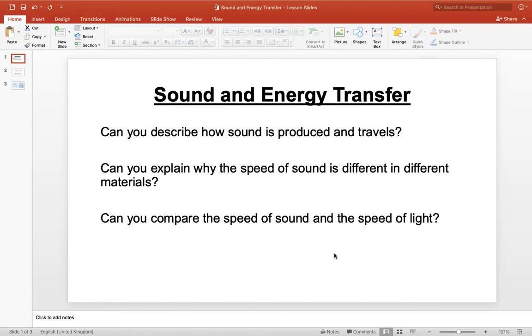Now this topic is split into two parts. We're going to look at sound first, and then once we've done all the lessons on sound, we're going to look at light. By the end of today's lesson, you should be able to describe how sound is produced and how it travels. You should be able to explain why the speed of sound is different in different materials, and you should be able to compare the speed of sound and the speed of light.